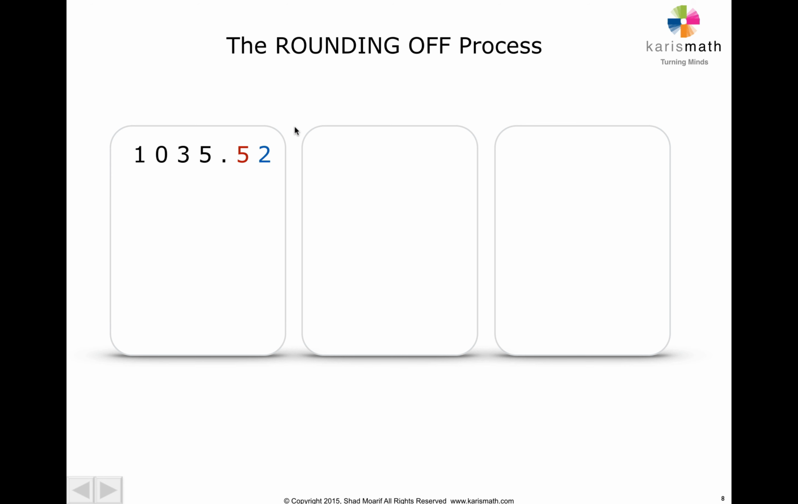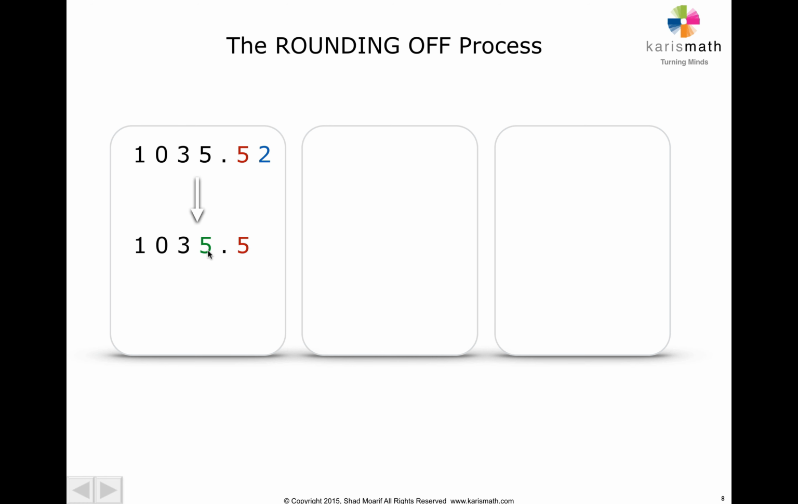That's right. This is 55.2. That's 2 hundredths. It's less than 5, so we'll just treat this as 5 tenths. And so the answer is, yes, 1035.5. That's written in tenths, or in one decimal place.